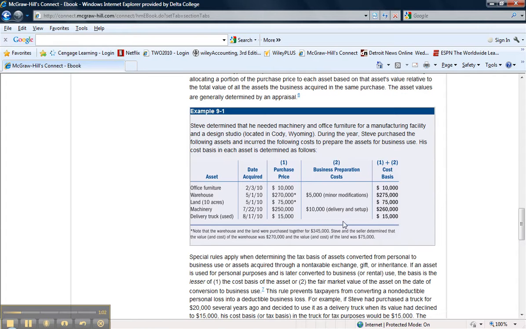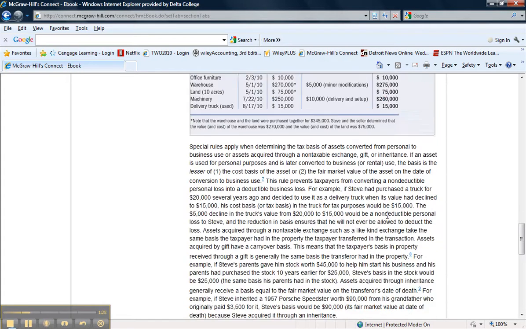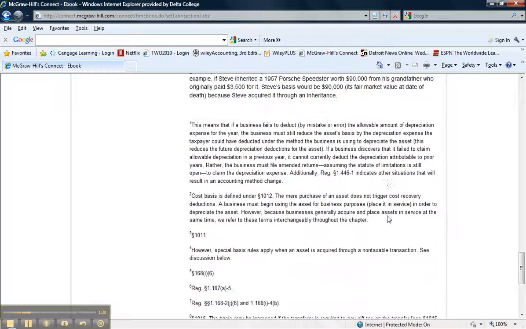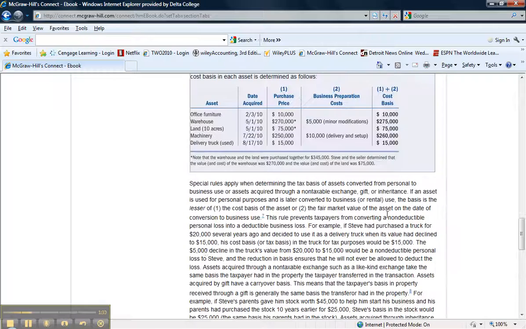You're probably familiar with the book by now. Every chapter has an opener that introduces a new taxpayer scenario, and then the chapter goes through that scenario and deals with all the content issues that come up in that chapter in the context of that opening scenario. So we're getting into this company, Steve here. He bought some assets, and this is the basis amount of those assets. We'll move on to Learning Objective 2 next.